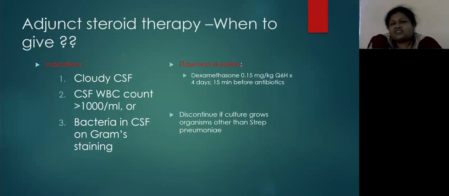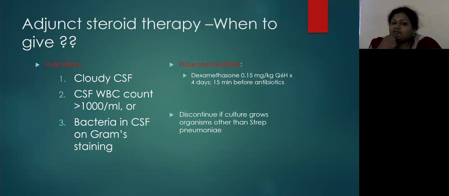What about urgent steroid therapy? When do you give it? I've seen that almost all of you write dexamethasone for every patient. Is that needed in acute bacterial meningitis? No. The only indications are if the CSF is cloudy, if your cells are more than 1,000, or if you have picked up bacteria on the gram stain.